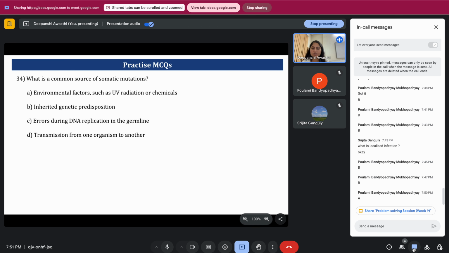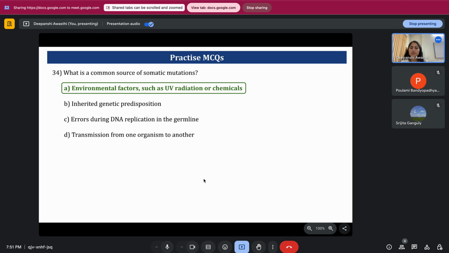Okay, so Polemy has mentioned option A. Yes, option A is right. Environmental factors such as UV radiation or other chemicals are the common sources of somatic mutations. Then inherited genetic predisposition is also not true, because somatic mutations are not inherited at all. Errors during DNA replication in the germline is also not true. Although DNA replication can also produce somatic mutations, they mentioned the germline, so that option is not right.